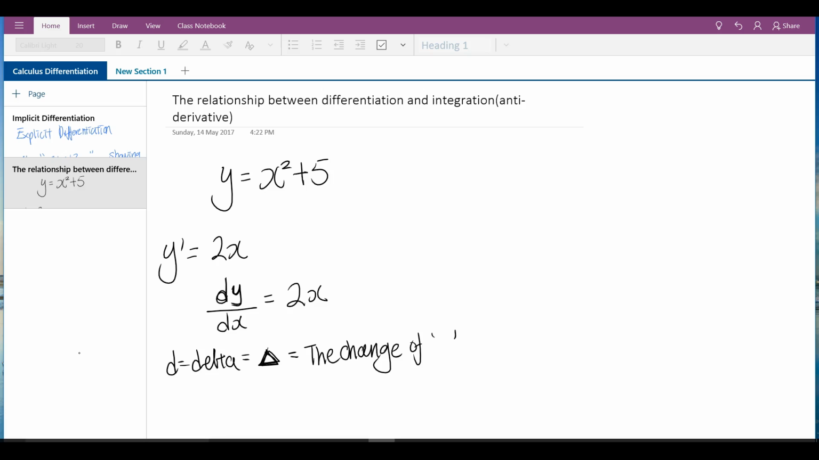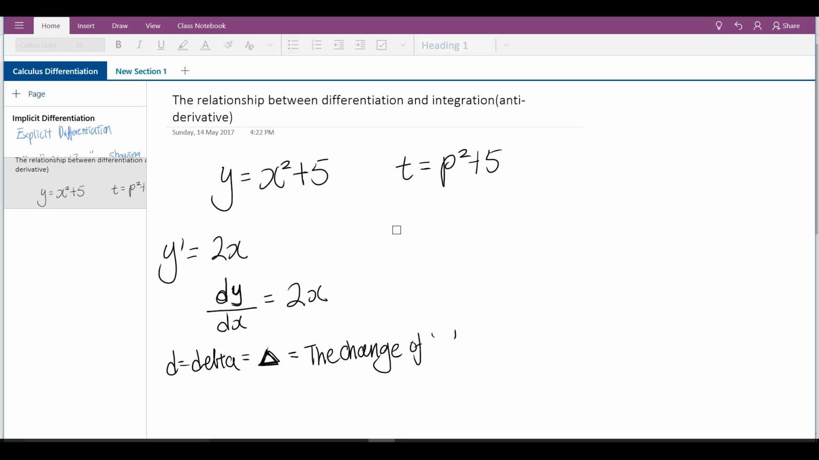Because in this case, we're having y and x, right? But what happens if I change them? What happens if it's t and p? Would you still write y dash? No, right? You write t dash, right? If you're smart enough, you will write t dash instead.